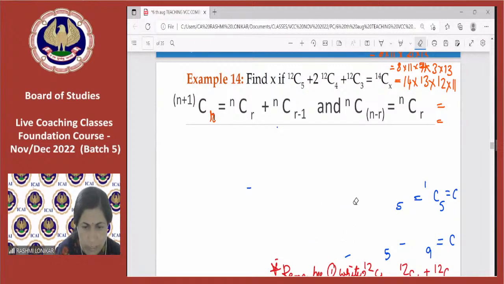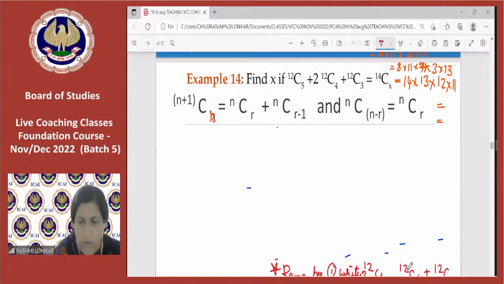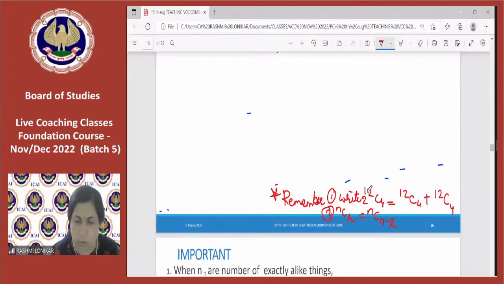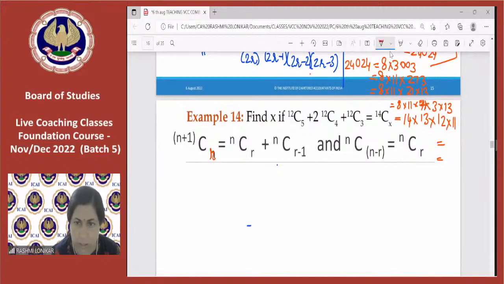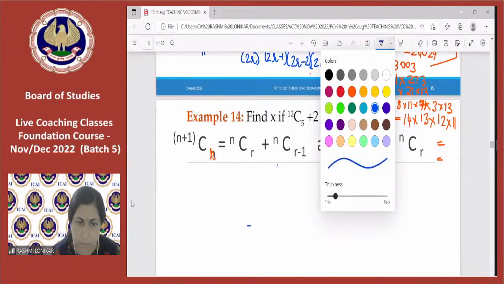In this sum, there are two important things. First is expansion of the given equation. Second thing is using two formulas. Remember, you have to write 2 times 12C4 as 12C4 plus 12C4. And second important thing is writing NCR is equal to NCN minus R. Okay. Now let me show you again.